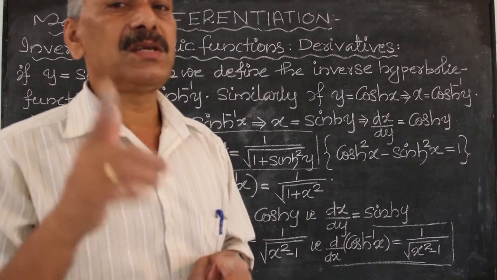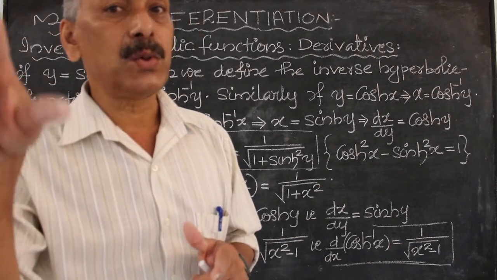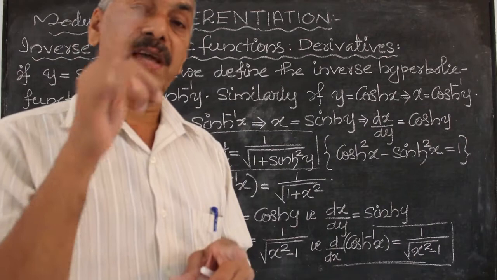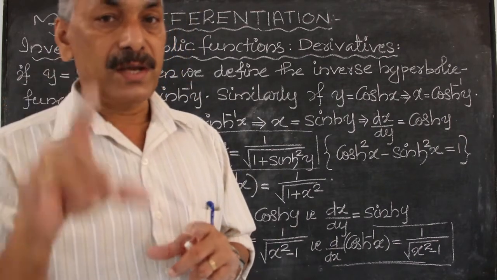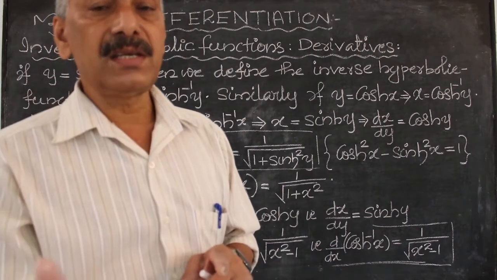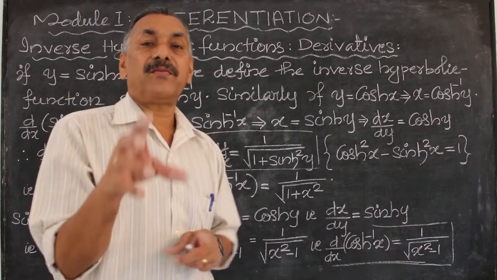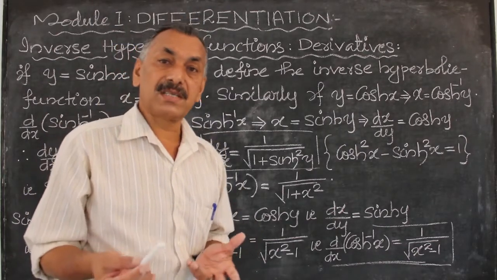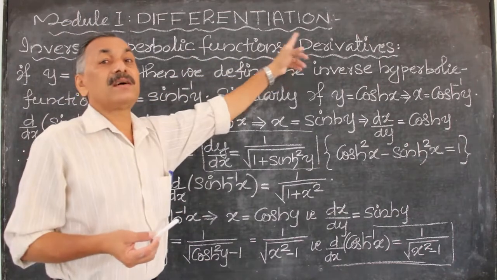Sin 90 is equal to 1. Therefore, sin inverse 1 is equal to pi by 2 angle. Sin 0 is equal to 0. Therefore, sin inverse 0 is equal to 0 degree. That is, if y is equal to sin x, then x is equal to sin inverse y. In the same way, we define inverse hyperbolic functions and their derivatives.